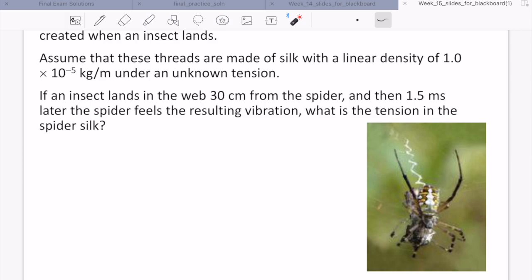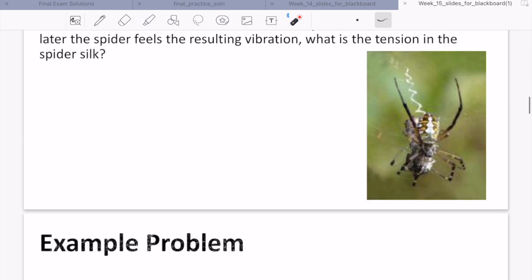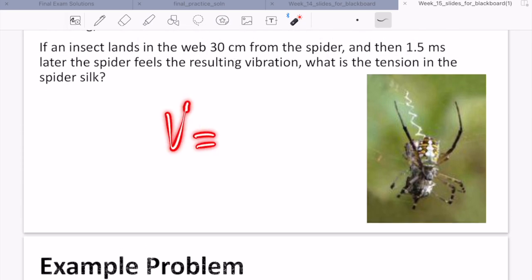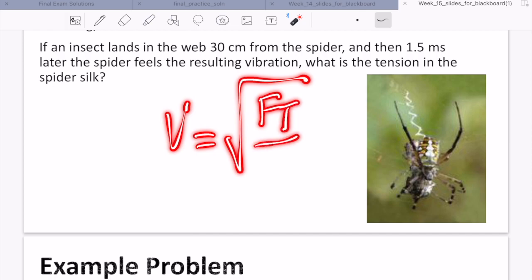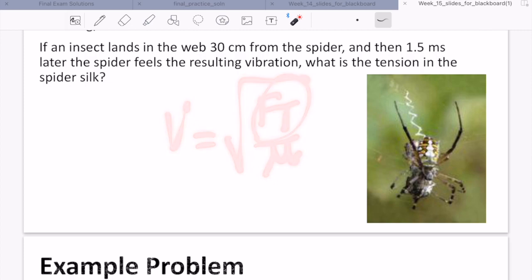Because if there's 30 centimeters between them and the spider only feels the vibration 1.5 milliseconds after the insect comes into contact with the web, then that wave speed would simply be the distance, or the displacement between the insect and the spider, divided by the time it takes for that wave to reach there, right? So that's our speed. If we have our speed, we want to figure out our force of tension, and we have our linear density, then we can just rearrange the equation and figure out what force of tension is, right?